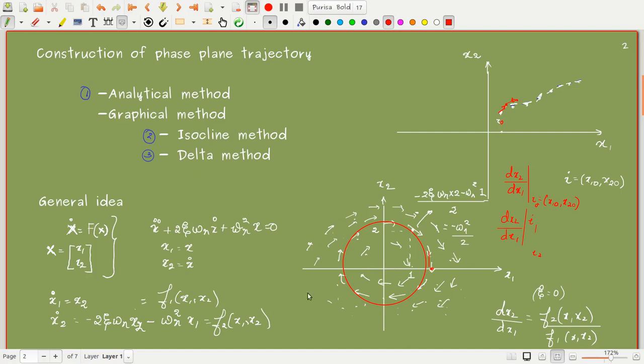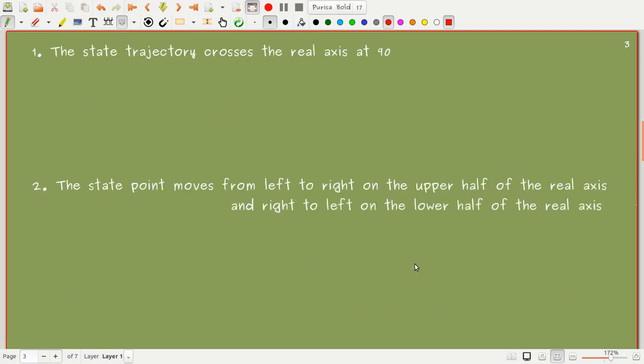So in space, we can see any number of slopes, that is arrows, showing the slopes at every point in space. Okay, so we had seen these arrows in MATLAB. So we will also see some of the characteristics of these slopes in space, or in the phase plane. We'll see two characteristics. The first characteristic is the state trajectory crosses the real axis at 90 degrees.